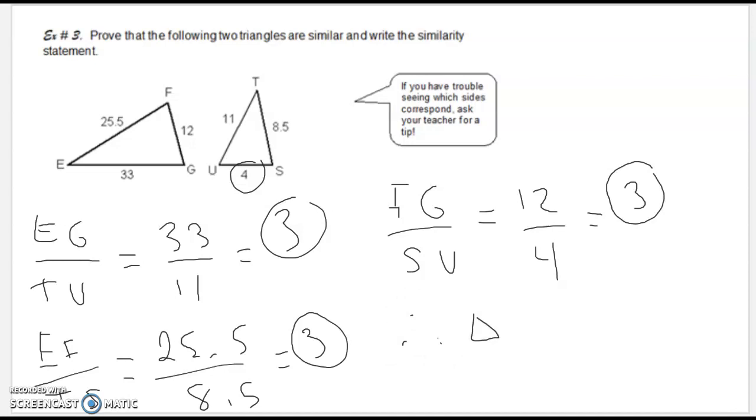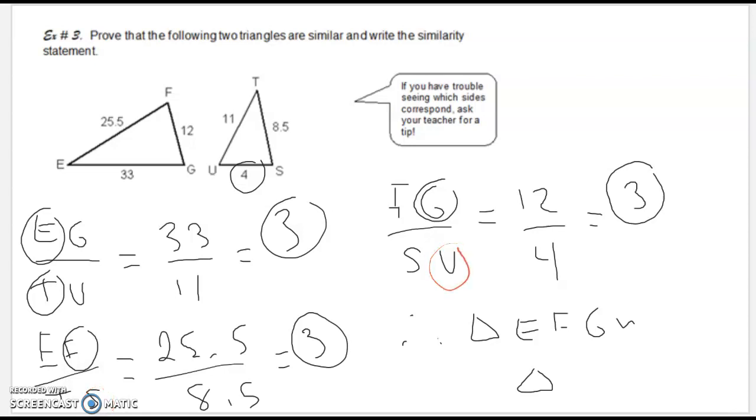triangle will keep the order the same. So, from big to small. So, I'm going to do E, F, G, so triangle EFG is similar. I'm just going to write it down here so I don't run out of room. To triangle T, I already used T down here, so I'll go S, and then U. So T, S, and U. The end.